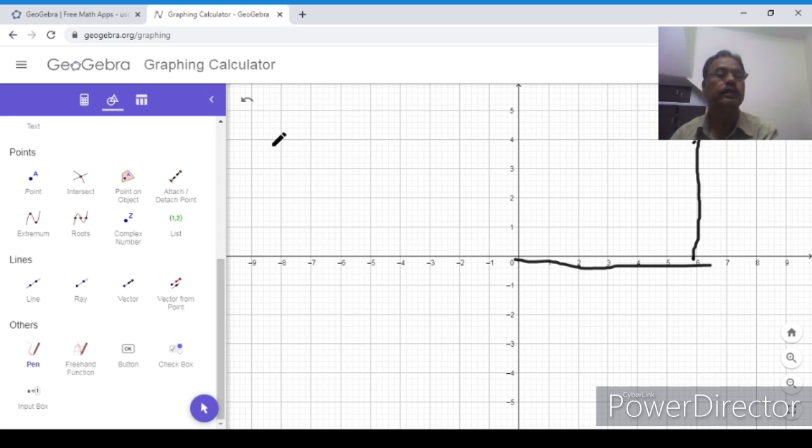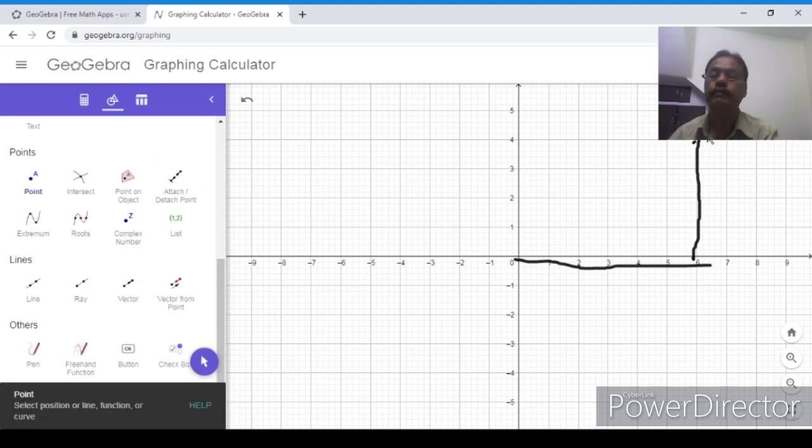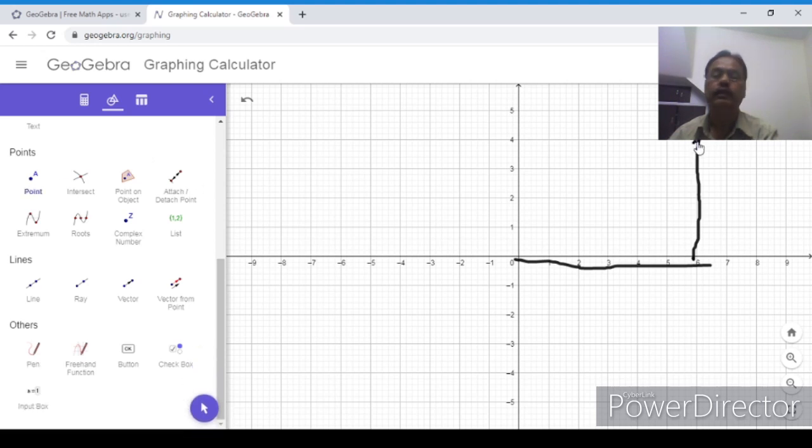Let us see, is it 6, 4? So we are coming here, point A. Let us find out, is it 6, 4 or not?